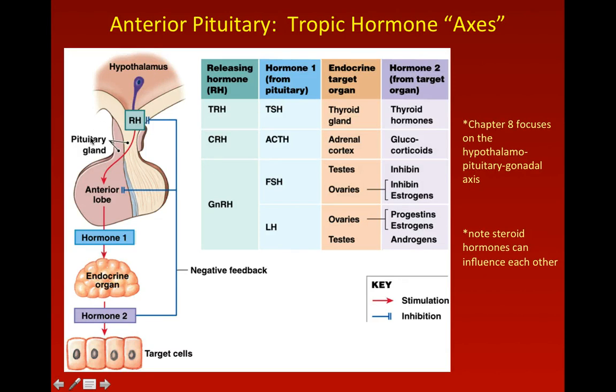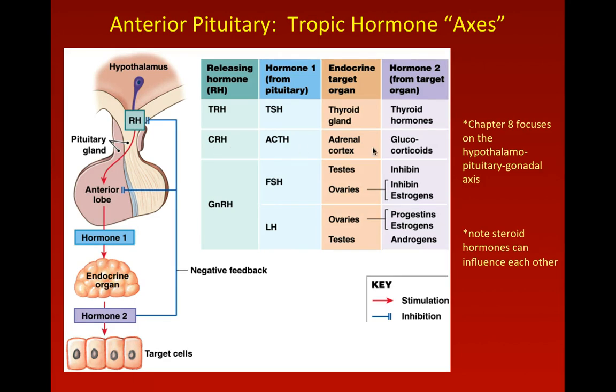So this first row shows you what's known as the HPT axis. H for hypothalamus, P for pituitary, T for thyroid gland. So the hormone that's released from the hypothalamus is called thyroid releasing hormone. It triggers the release from cells in the anterior pituitary of another hormone, a tropic hormone, called thyroid stimulating hormone. Thyroid stimulating hormone travels to the thyroid gland to trigger the release of thyroid hormone, which will act to increase the metabolism of cells.